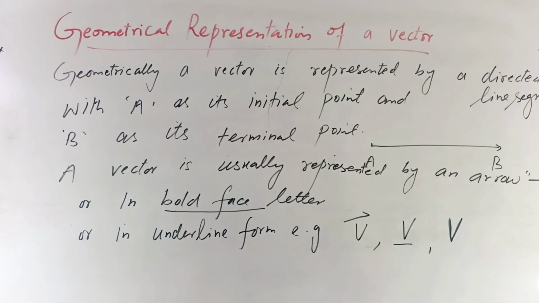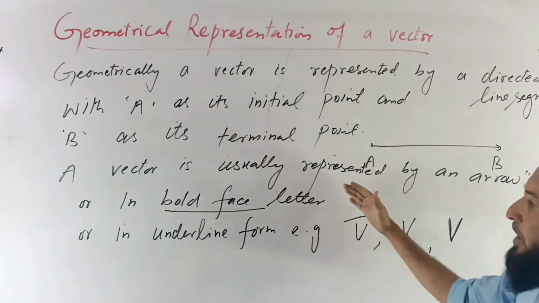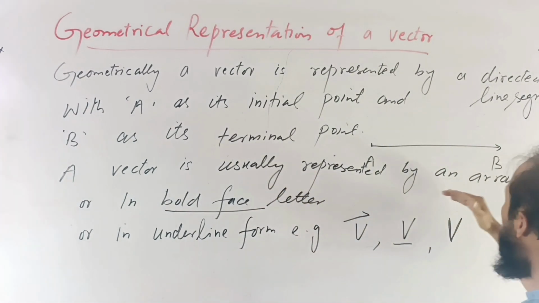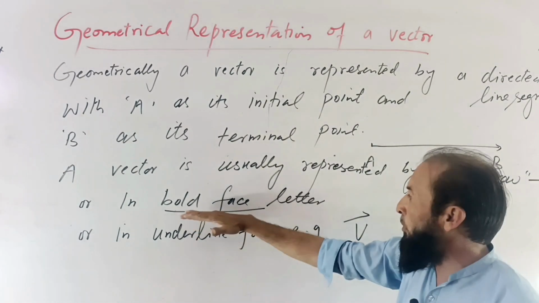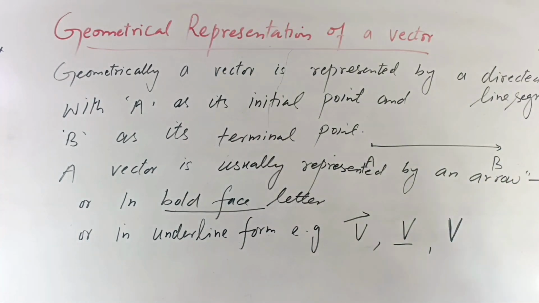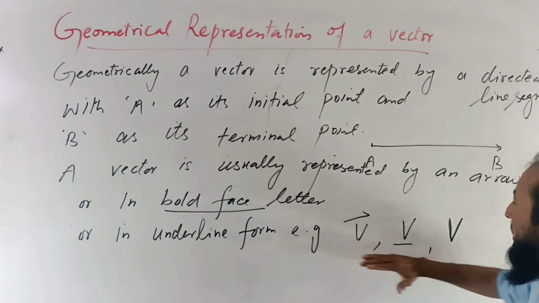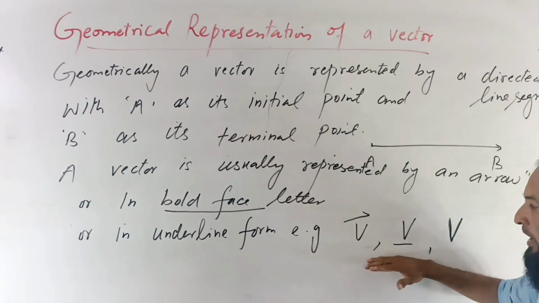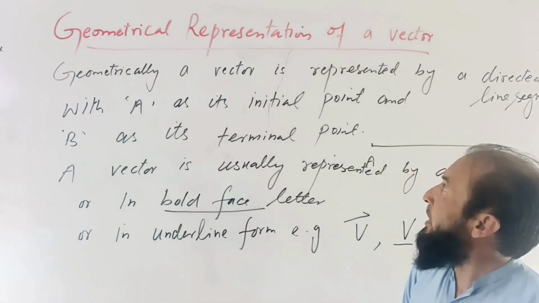So geometrically, a vector is represented by any directed line segment having an initial point and also a terminal point. It is usually represented symbolically in three forms. One is an arrow line and the second is a bold face letter, for example that one, and the underline form is that one. That is the representation of a geometrical vector.